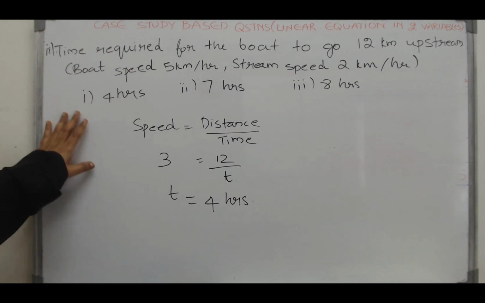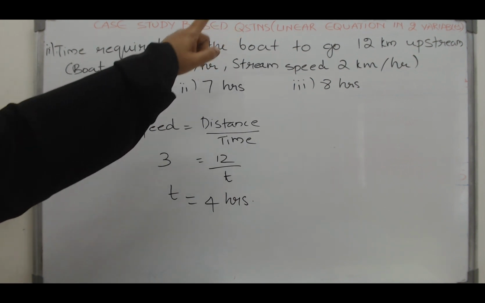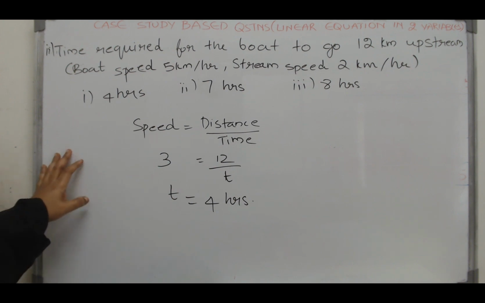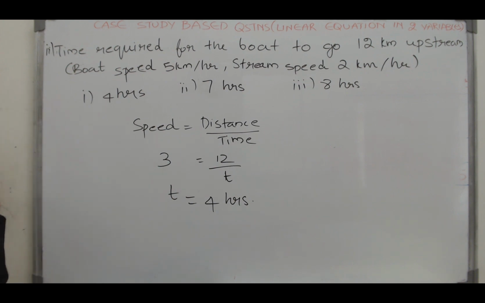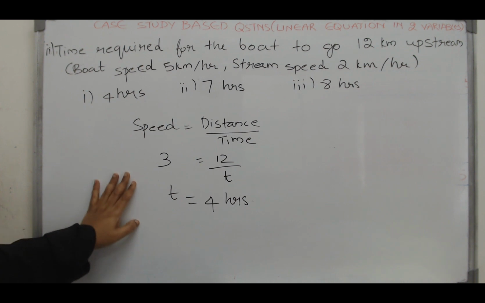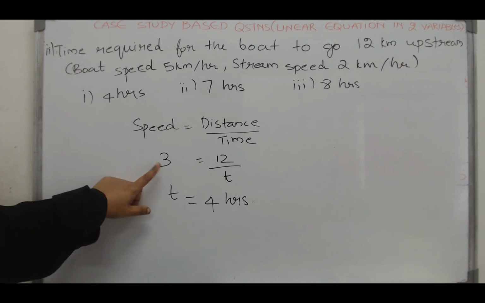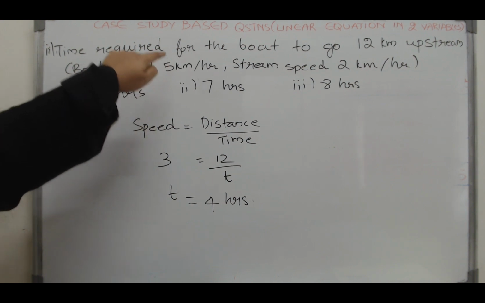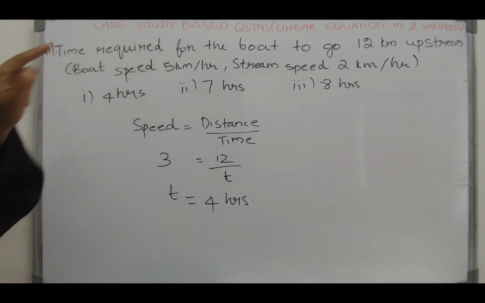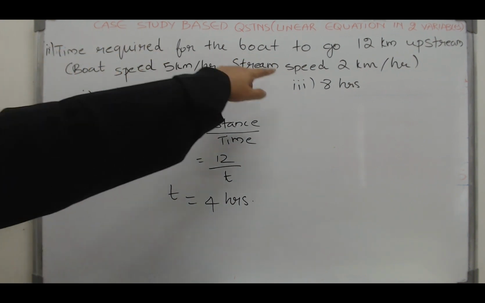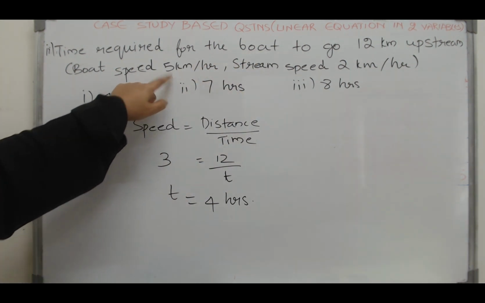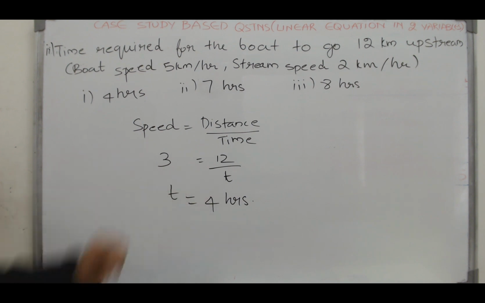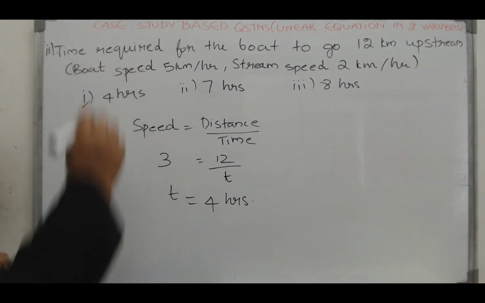Now the next question, this time we are going upstream and we need to know the time that it takes to travel 12 kilometers upstream. Again the same formula, but remember the speed is 3. The boat speed is not 5. It is going upstream. It is going against the gravity. So subtract the stream speed from it and you will get only 3. Please remember that. So your time is what? 4 hours is the correct answer.